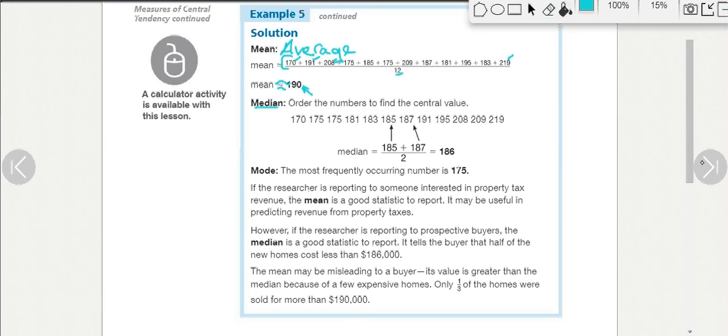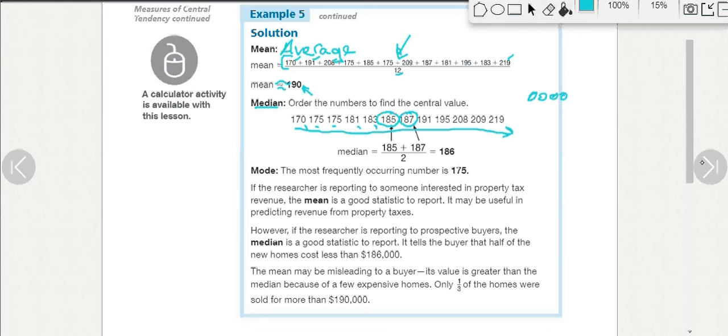Median, remember, middle, the in between number. Order them least to greatest to find this central value. Then count up. Well, we had 12 numbers. We already counted that up here. 12 numbers means 1, 2, 3, 4, 5, 6. Number 6 and number 7 are my 2 in between. What's the problem with even lists of numbers is there's no true middle. Like 1, 2, 3, 4.